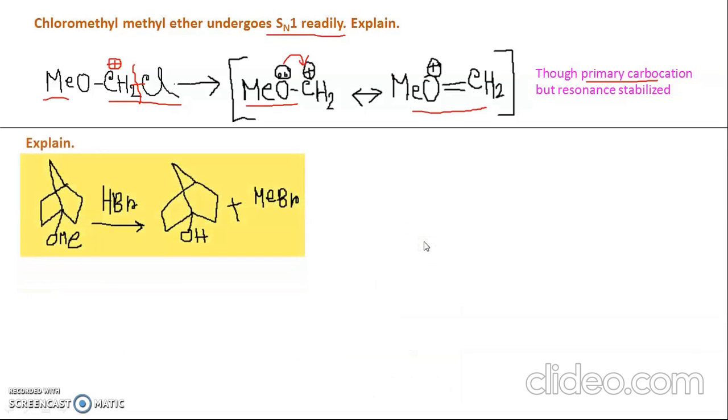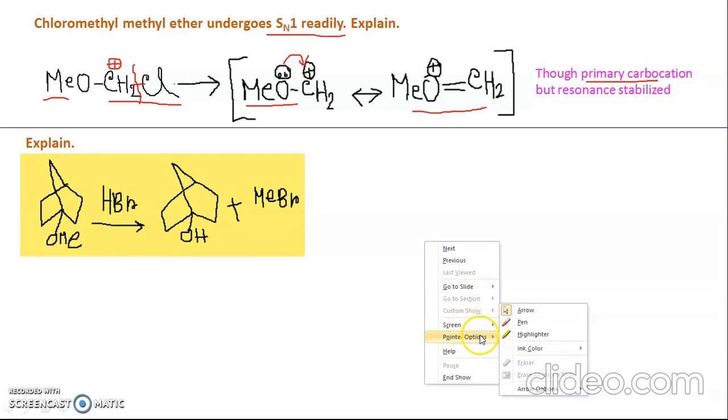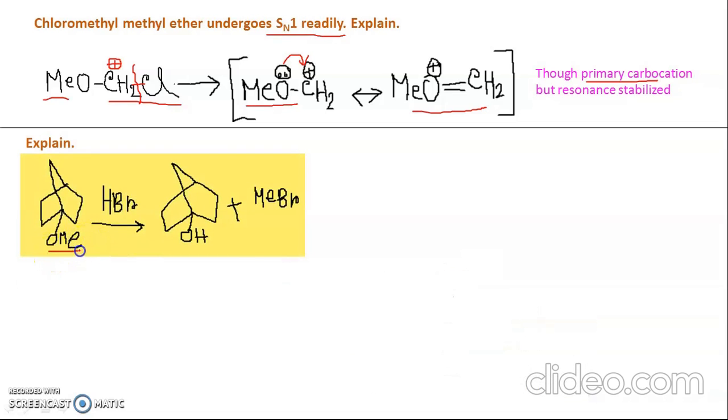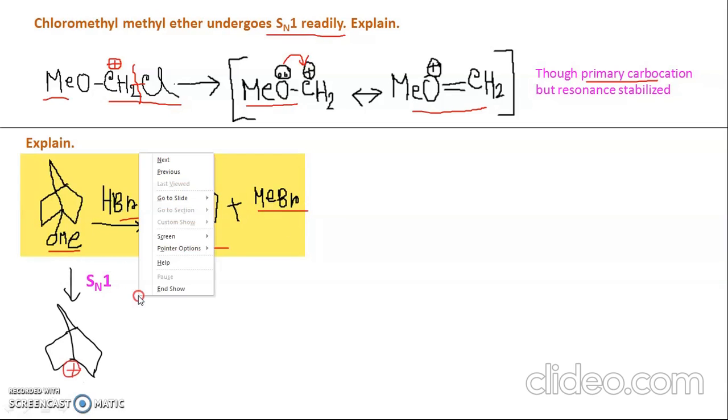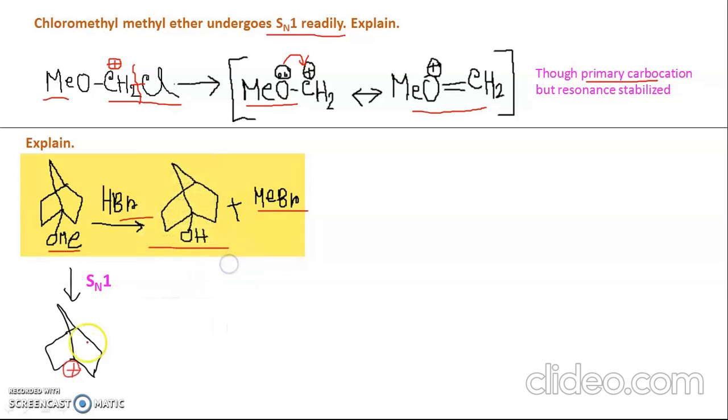Next problem. Here we have a bicyclic structure, and you can see there is an OMe group attached. Then we are using HBr. We are getting this product, and another byproduct is MeBr. So how we are getting this type of product, that we have to explain here. First we will see if it is going through SN1 mechanism, then what will happen. The carbocation that we will get is at this bridged position. Again, it cannot attain planar configuration, which is the demand of the sp2 carbocation. So as it is not stable, through SN1 mechanism the reaction cannot proceed.